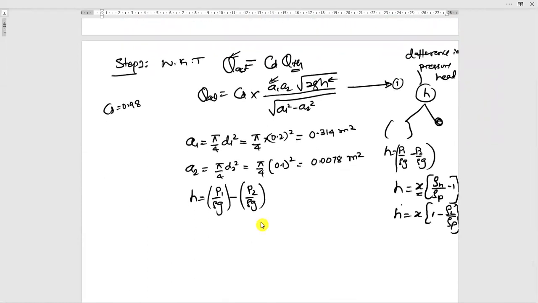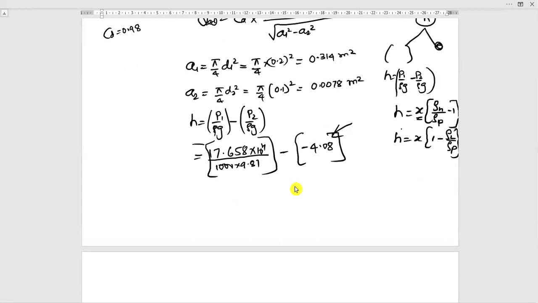So that value I will substitute as 17.658 into 10 to the power of 4 divided by the density of water, that is 1000 into 9.81. This is the pressure head at the inlet, minus directly the pressure head at the throat section, that you calculated, 4.08 meter of water. This unit is also in meter, this is also in meter. So we'll get the value of H in meter. That I will simplify. Now the value is 22.08 meter of water column.